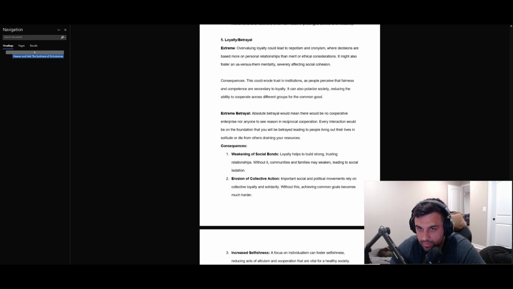Okay, so loyalty and betrayal. Overvaluing loyalty, I need to argue this because loyalty never sounds bad. So extreme overvaluing of loyalty can lead to nepotism and cronyism, where decisions are made more based on personal connections than merit or ethical considerations. It might also foster an us versus them mentality, severely affecting societal cohesion. The consequences could erode trust in institutions, as people perceive that fairness and competence are secondary to loyalty. So it's all about that hierarchy of values again. It can also prioritize in-groups, reducing the ability to cooperate across different groups for the common good.